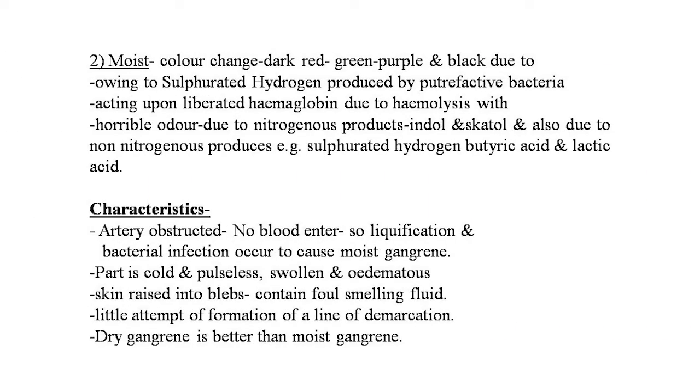Now the second type of gangrene is the moist. It is characterized by a moist and edematous limb with color changes which vary among dark red, green, purple and black, owing to sulfuretted hydrogen produced by putrefactive bacteria acting upon the liberated hemoglobin due to the hemolysis, and with a horrible odor. This horrible odor is due to the nitrogenous products, indole and skatole, and also due to the non-nitrogenous products, that is sulfuretted hydrogen, butyric acid and lactic acid.